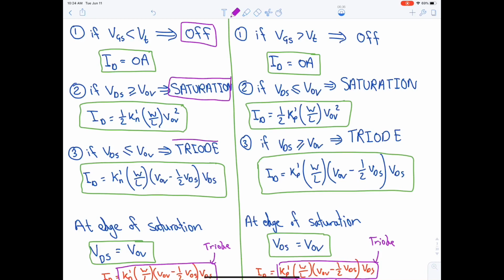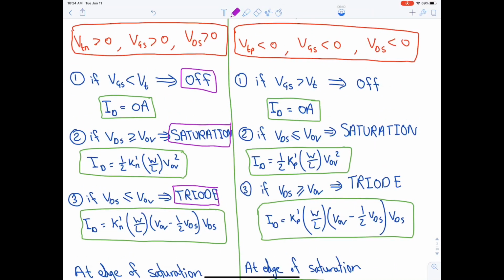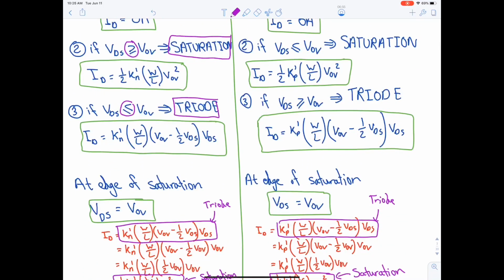Through the conditions. For off, VGS has to be less than VT. And for saturation, VDS is greater than or equal to VOV. And in triode, it's less than or equal to. Notice that there's equal in both saturation and triode. This means that when they are equal, we are at the edge of saturation. At the edge of saturation, VDS is equal to VOV.